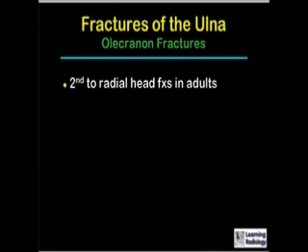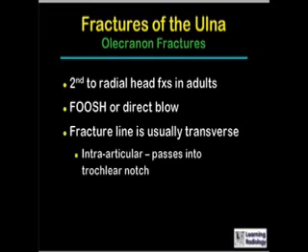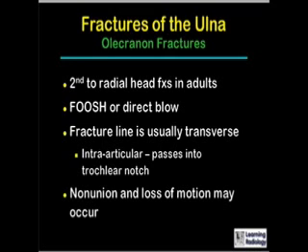Fractures of the ulna include olecranon fractures, which are second only to radial head fractures as the most common fractures around the elbow in adults. They usually occur because of falls on outstretched hands or from a direct blow to the olecranon. The fracture line is usually transverse, and it is an intra-articular fracture since it passes into the trochlear notch. Complications of olecranon fractures include non-union and loss of motion.